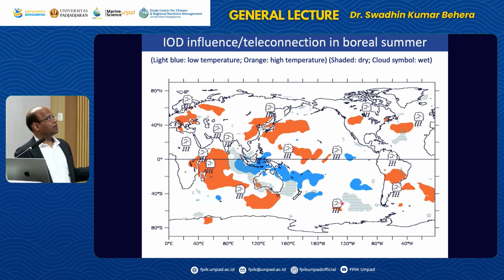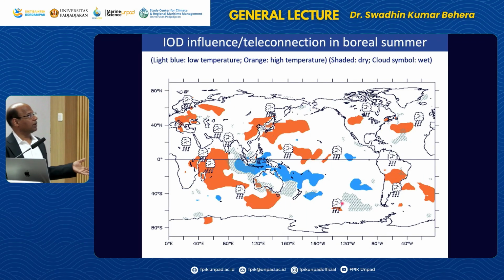This is the schematic of Indian Ocean dipole influence in many parts of the world. The blue and hatch means cooler and drier situation. So whenever a positive Indian Ocean dipole happens, we have a cool, dry condition over Indonesia and the maritime continent, and also some parts of Australia. So that's why we experience drought, but good fish catch.